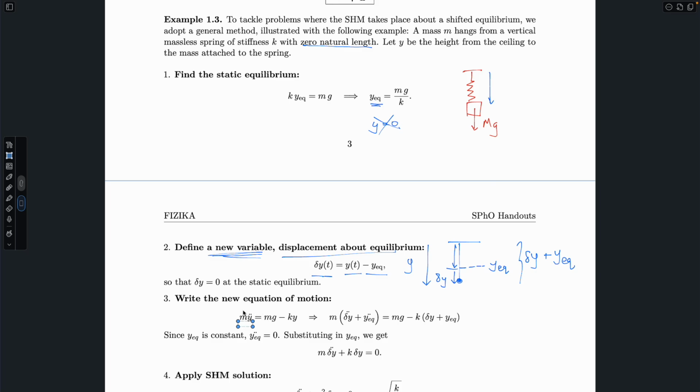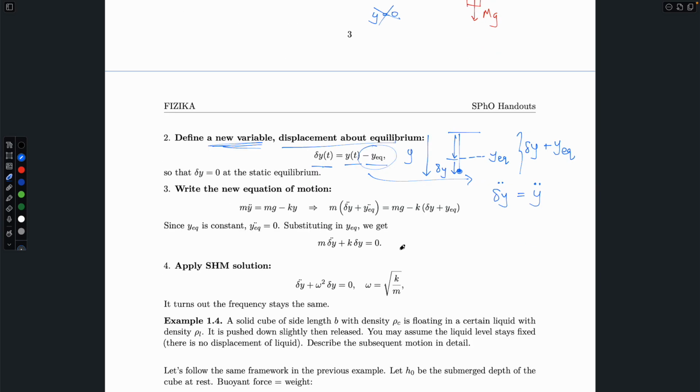m y double dot equals mg minus ky. When you differentiate both sides, it becomes delta y double dot equals y double dot, because y_eq is a constant, so it differentiates to zero. So you get the same equation, and the frequency is actually the same.